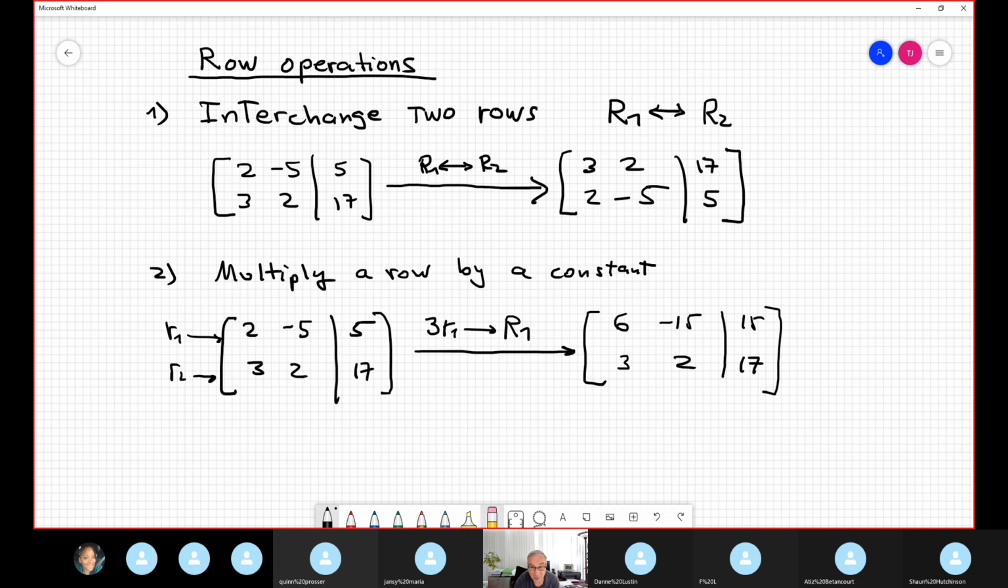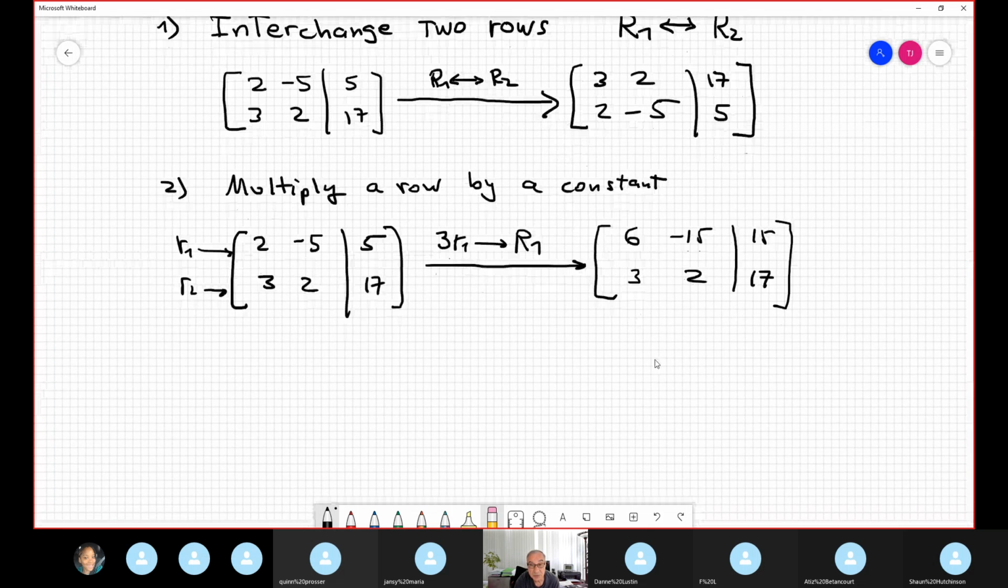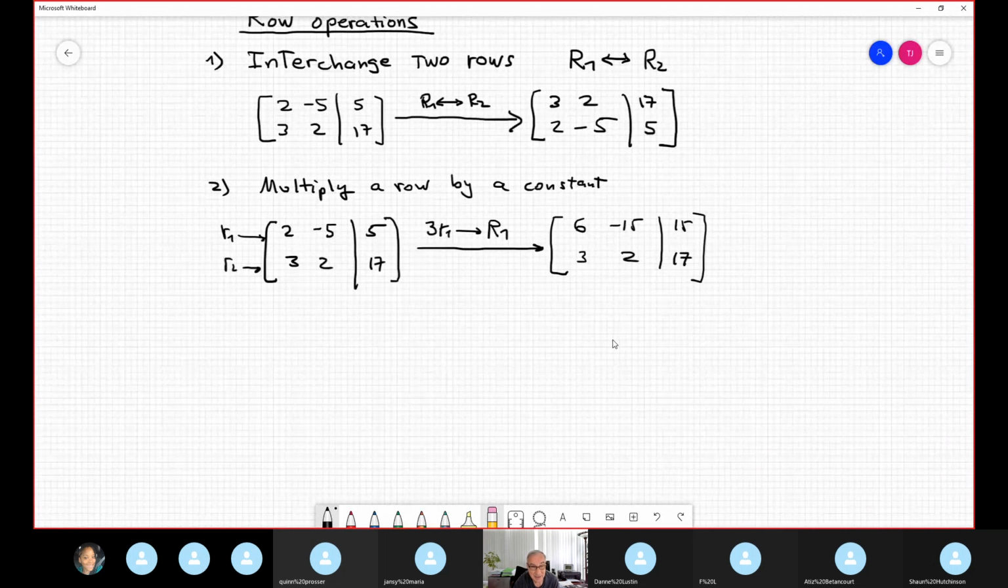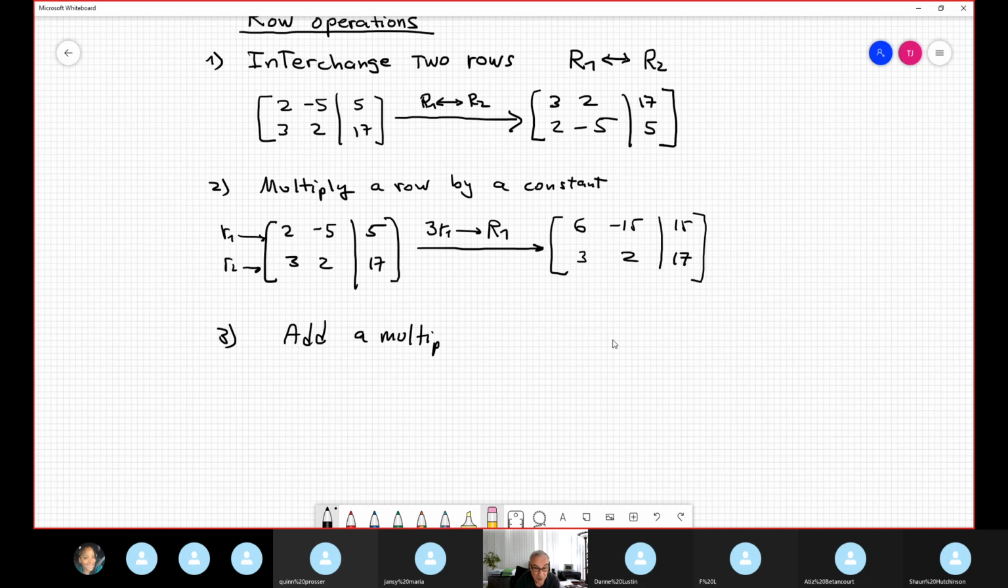You say, Professor, where does this 3 come from? Depending on the situation, the algorithm selects what number is necessary for the multiplication. Okay, now the next operation is add. This is the most complicated. Add a multiple of one row to another row.